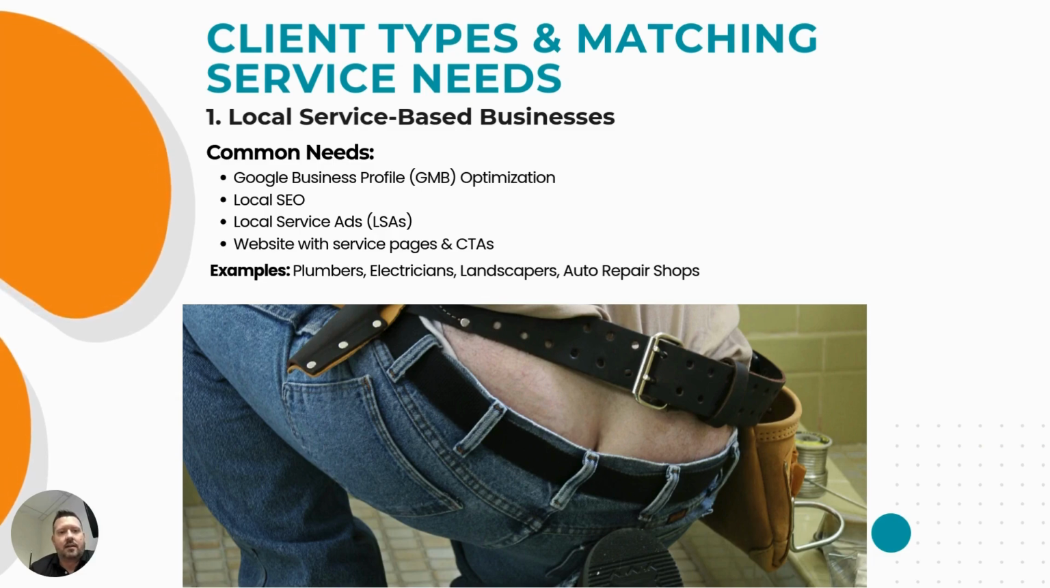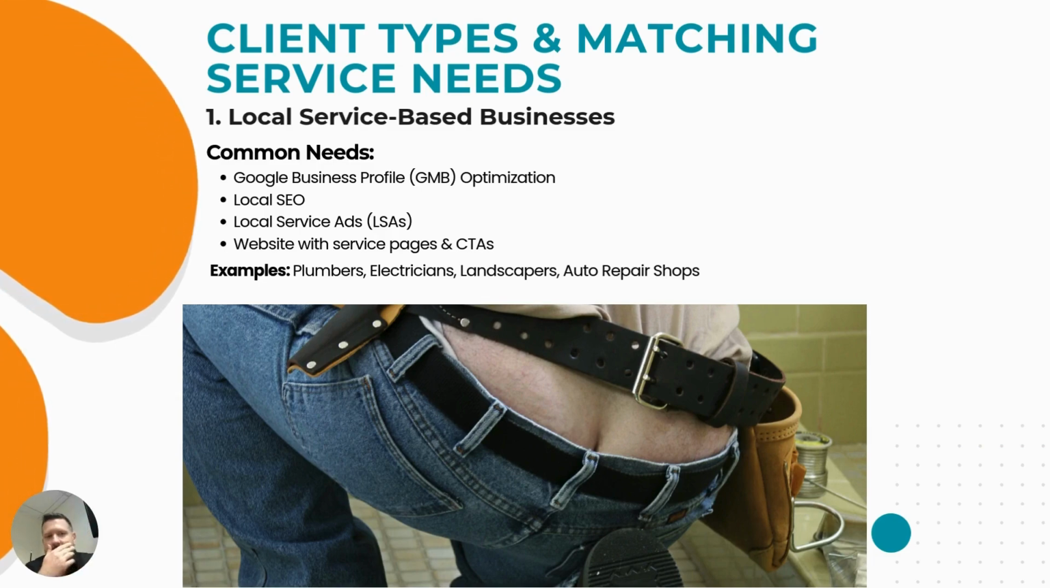So client types and matching service needs. Number one, local service-based businesses. Common needs would be Google Business Profile, GMB, optimization, as well as local SEO, which GMB is a component of, but ideally you want to have them at least at tier 2 to get some effective SEO going. Local service ads, if they qualify, check with Charlotte too, because it does change. Also, you can just Google that, because that's typically what I do, and you did the same thing, right?